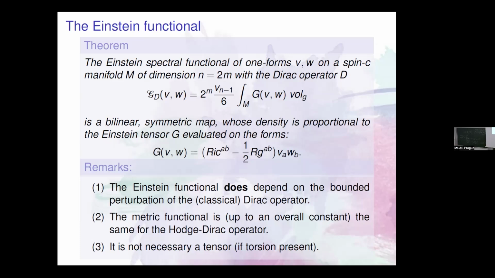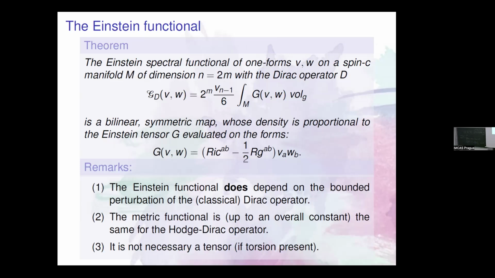Now, there are two differences. First, it does depend on the perturbations of the classical Dirac operator. For instance, you may ask what happens if you make not the standard Dirac operator, but add some bundle and some connection. What would you get? The interesting thing is that you get an extra term that comes from the curvature of this connection, for instance a U(1) connection.